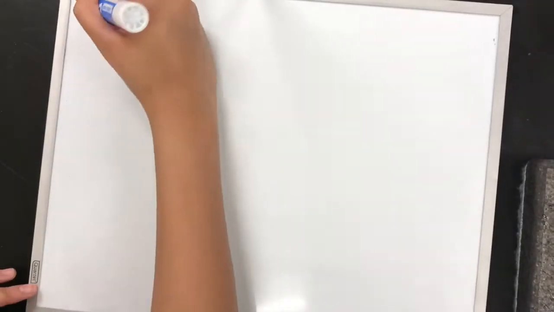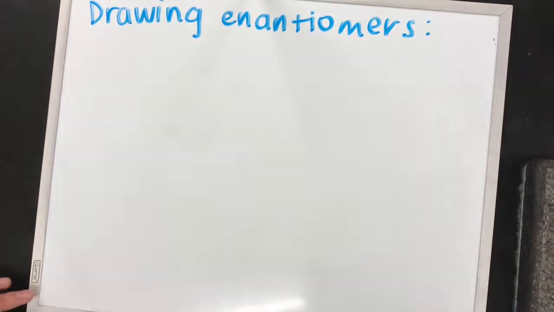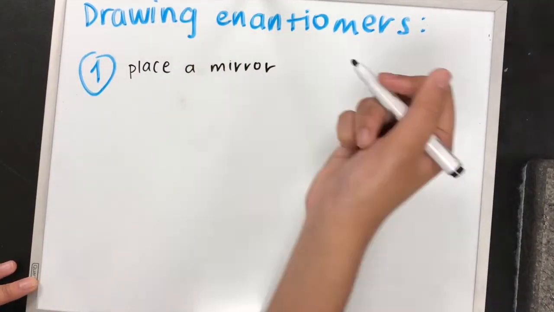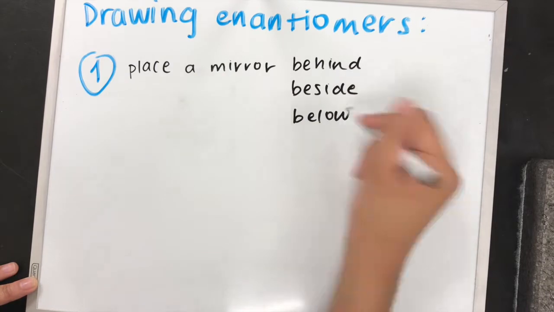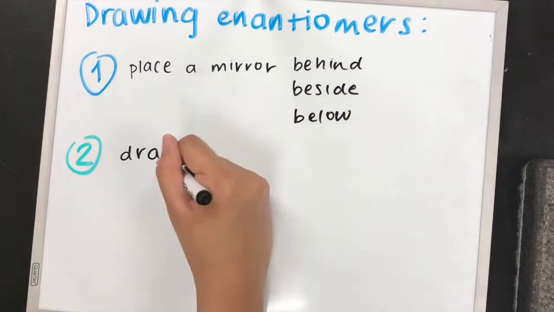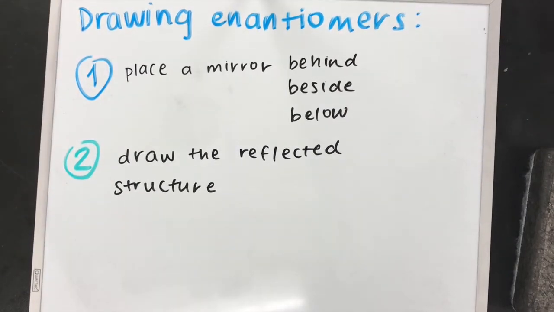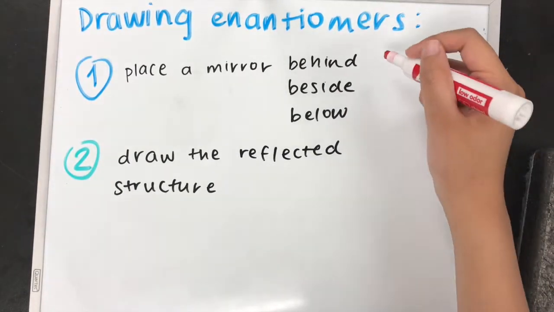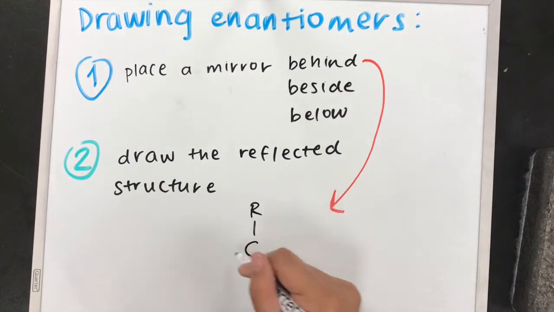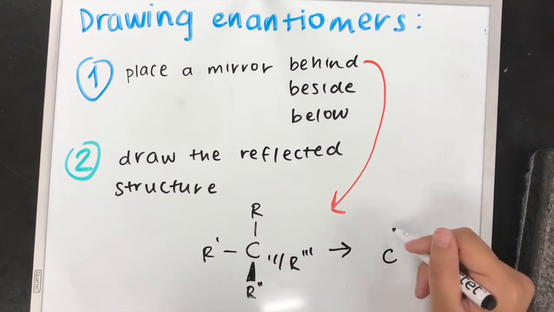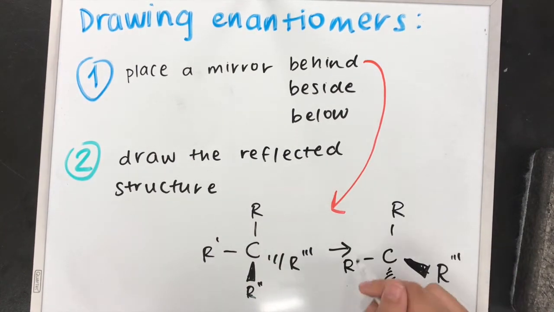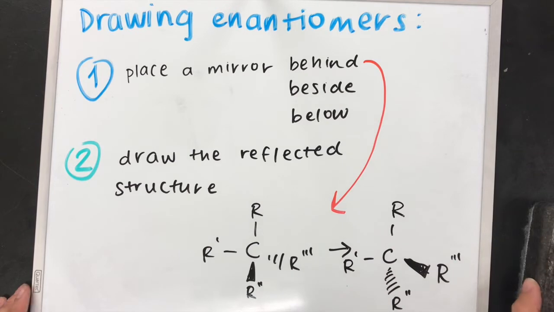Now, on the topic of drawing enantiomers, you can place a mirror behind, beside, or below the molecule, and imagine the molecule just reflecting on that mirror, and you will draw that reflection. But you have to consider bonds going into and out of the page, and that will be reversed if you decide to picture putting a mirror behind a structure.